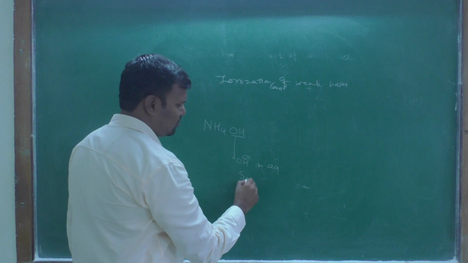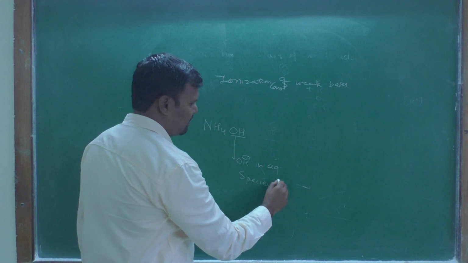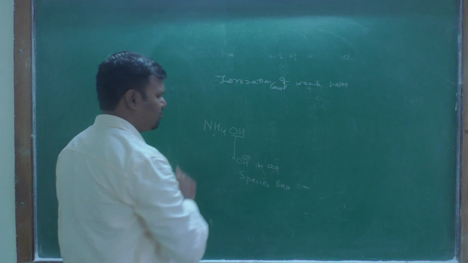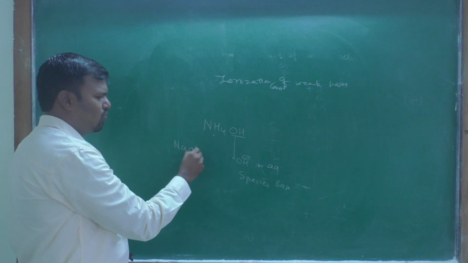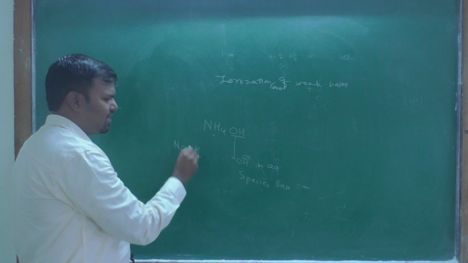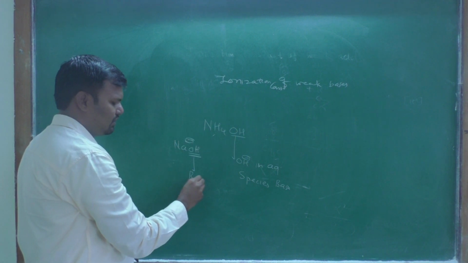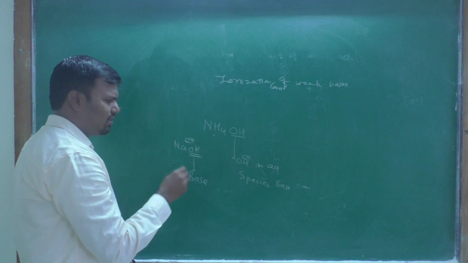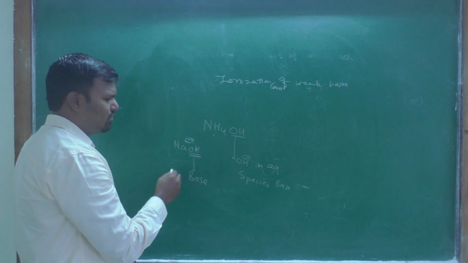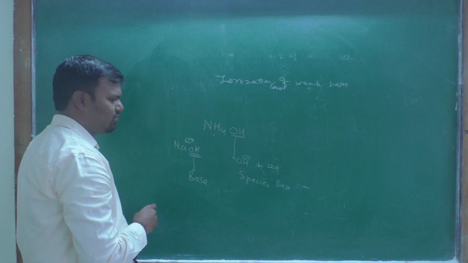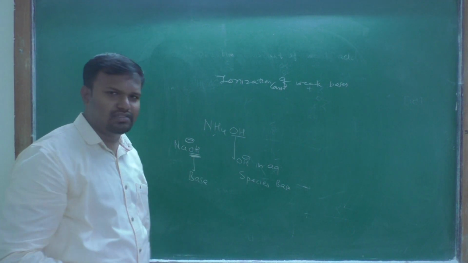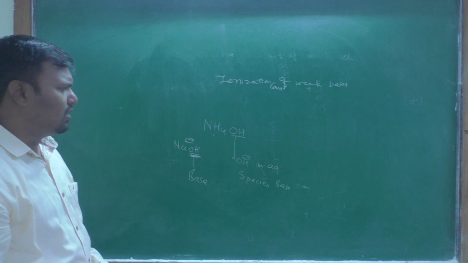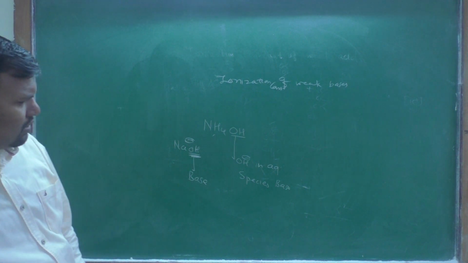Then it is called a base according to the Arrhenius concept. NaOH also gives OH minus ions, so it is also a base. When you add it in water, it gives Na plus and OH minus ions. Therefore, those substances which give OH minus ions are considered bases.